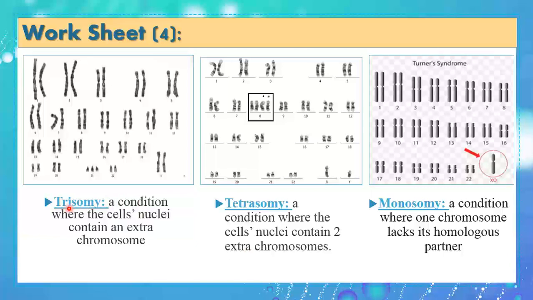Each type of abnormality refers to its name. Tri, so we have 3 chromosomes. An extra chromosome, they should be 2. When we say tetra, it's a condition where we have 2 extra chromosomes. They must be 2, but they are 4, so tetra. Monosomy also is a condition where we have only 1 chromosome, so we lack the homologous pair here. So these 3 abnormalities are related to the number of chromosomes. If we have 1 extra or we lack 1 chromosome, we have an abnormality.